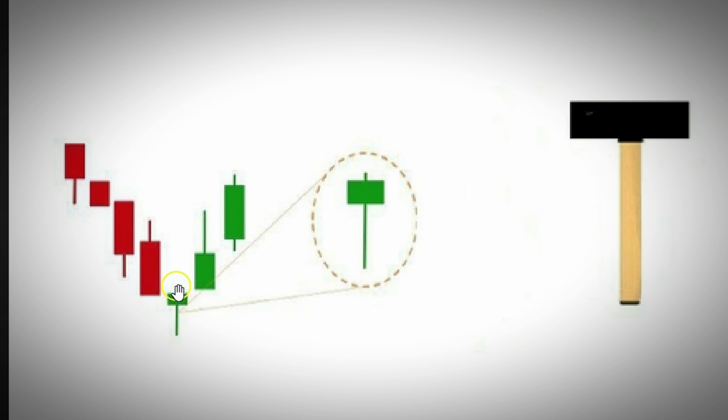A long shadow indicates that there was a lot of selling pressure at first, but that the buyers were able to overcome that pressure and close the candle near the open. The hammer is a relatively rare pattern, but it is often seen at the end of a downtrend, and when it appears, it's a sign that the bears may be losing control of the market and that the bulls may be about to take over.